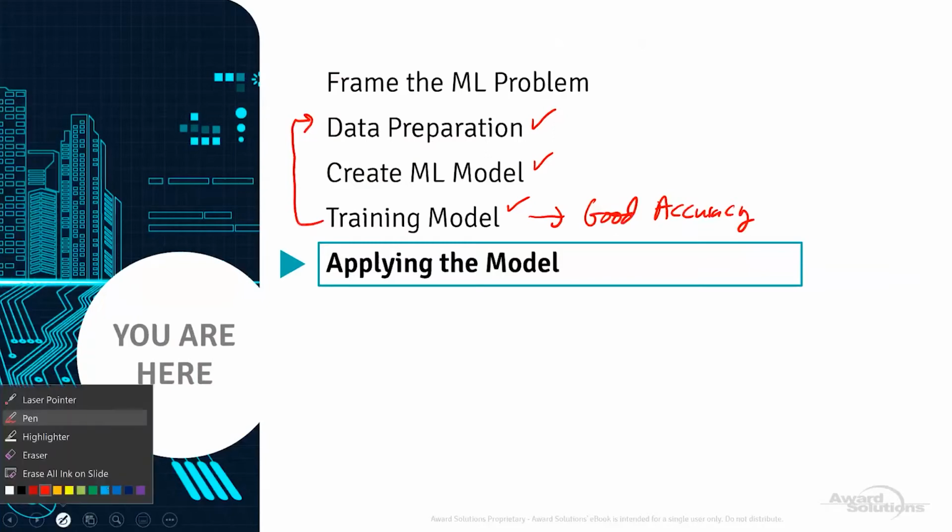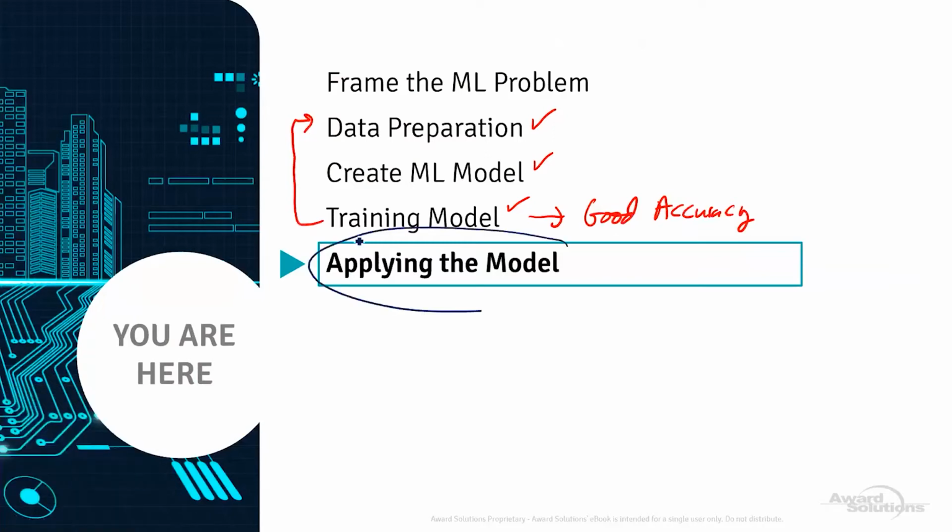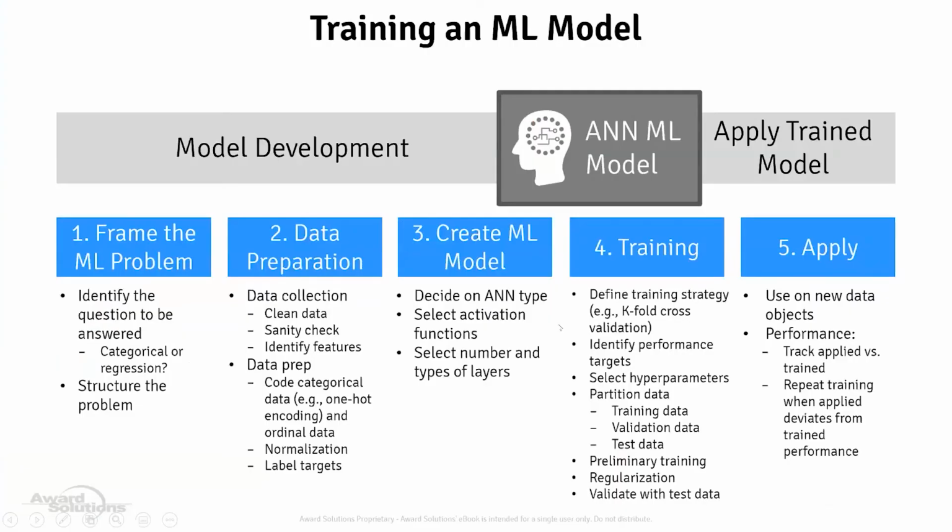So now what we want to do is actually apply that model. We want to be able to put this in a place where it can use new data. Now, in a perfect world, we want to be able to track how it's doing and maybe learn from that or modify that over time. But right now, we just want to really use this model on new data.